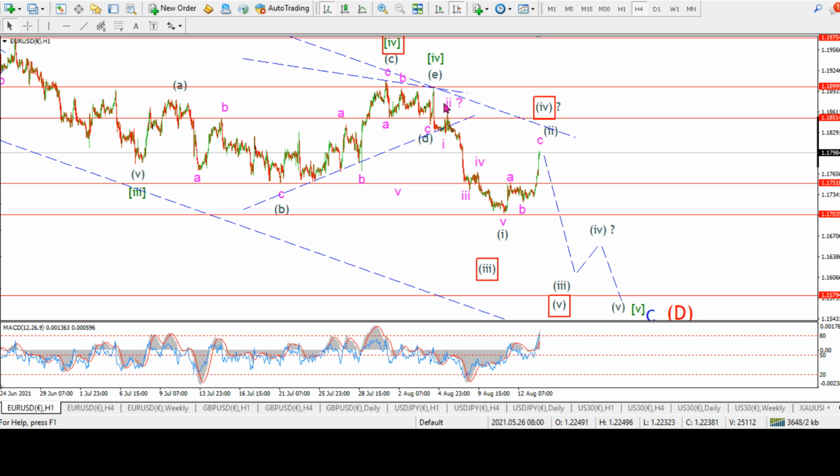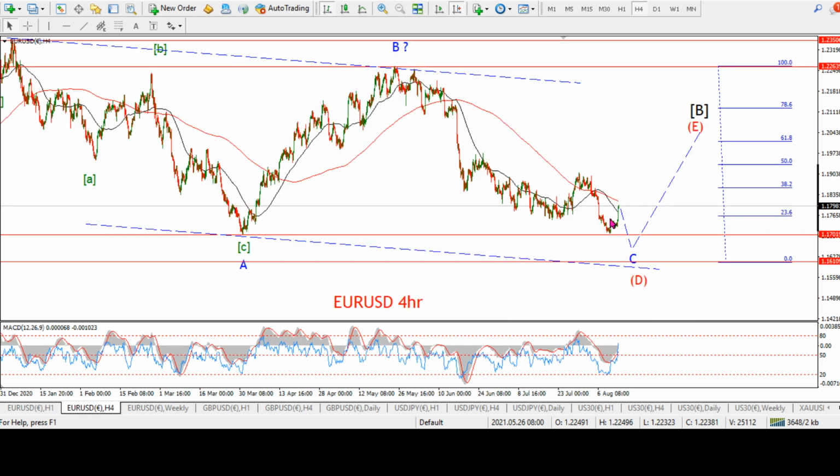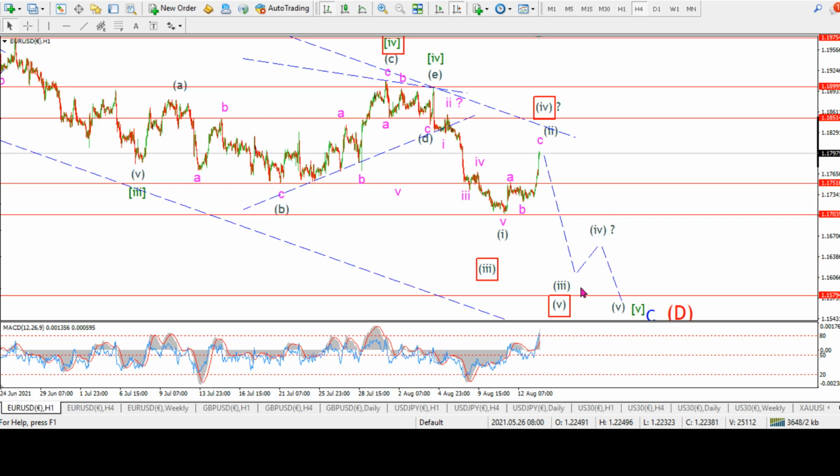We still have the 2 viable counts here, which call for one last push down towards about 116 or so, to complete this pattern, and then once we do get there, I will be looking for at least 3 waves up in a wave E of B. So if we go to the 4-hour count here, you can see still calling for a rise in at least 3 waves up in wave E of B. So for next week, I would like to see 1 more push lower to complete wave C, and then wave C of D, and then I would look for a rally again in wave E.